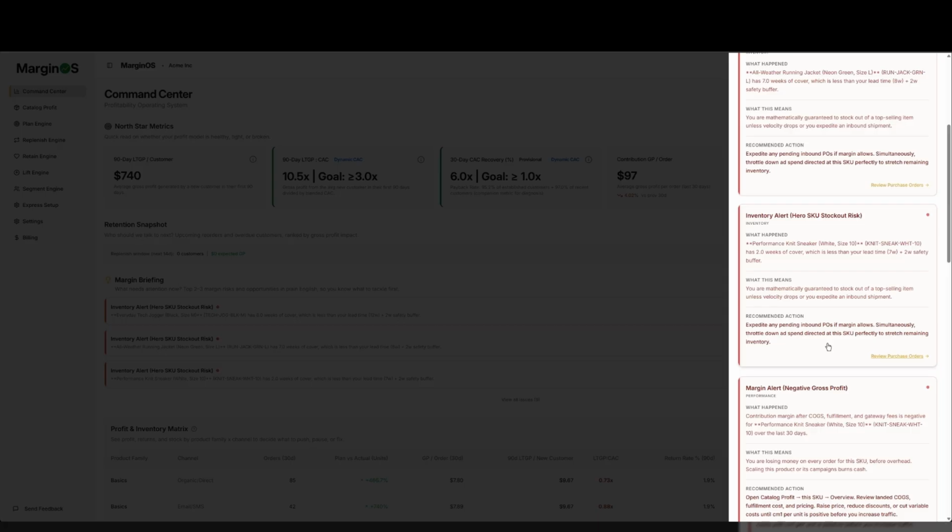You click a card and we take you straight to the exact product family and channel slice. You are never hunting around the app. You can also screenshot or forward a single card to a channel lead or ops person and they will instantly know what to do.